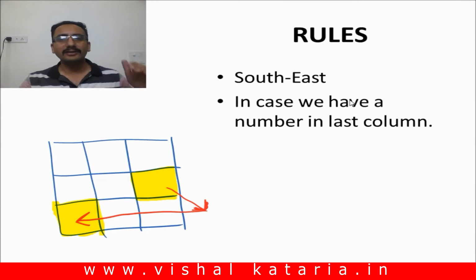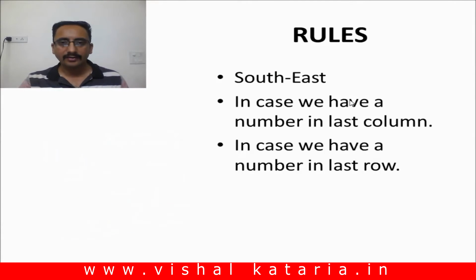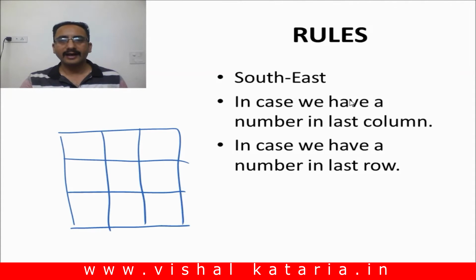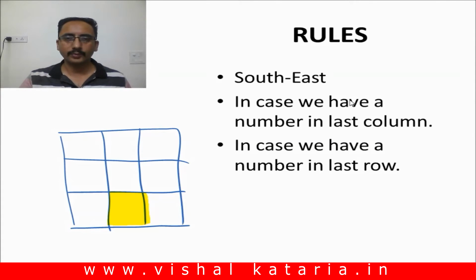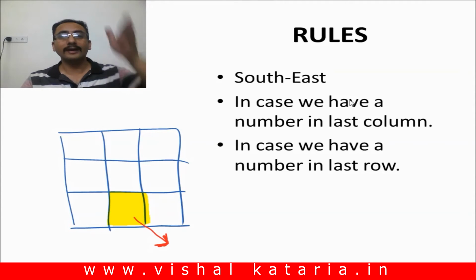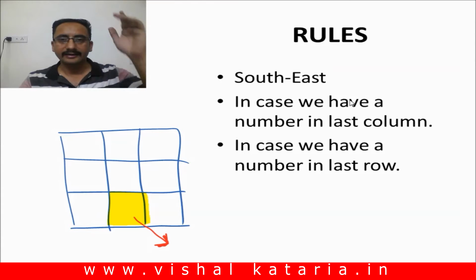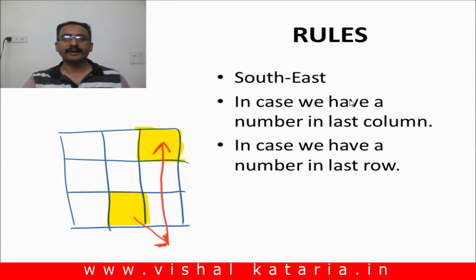Similarly, if I am in the last row, let us take a 3 by 3 grid. I am in the last row. Here is the square in which I have already written a number. Where will I write the next number? If I move in the southeast direction, I'll be out of this square. What will we do in this case? Obviously, we can't go to the extreme left-hand side. In this case, we will go vertically upwards. And here is where I'll write my next number.